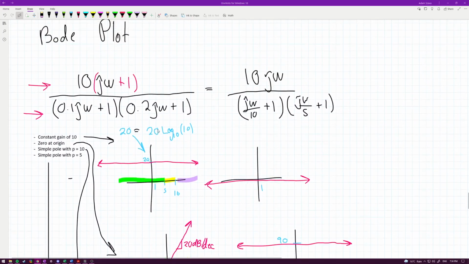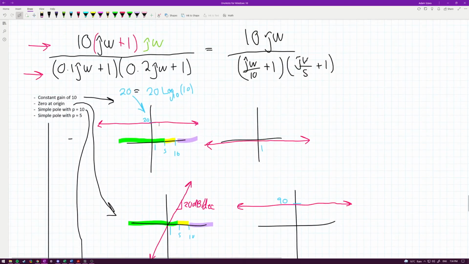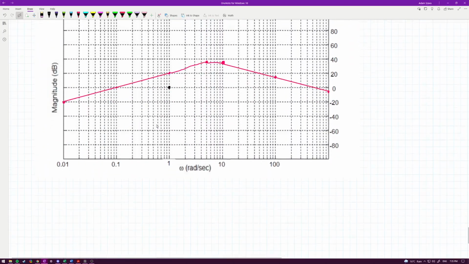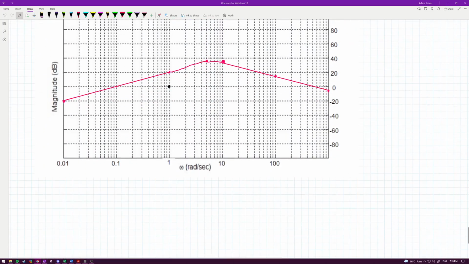If you had j omega, and then j omega plus 1, then you'd have a 0 at origin, and then a simple pole with z equal to 1, because this is over 1. So yeah. Okay, there is our magnitude plot. Let's see if that's correct. Yep, they drew the same thing.